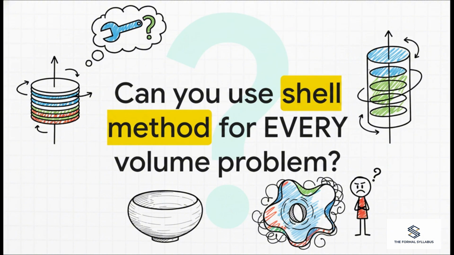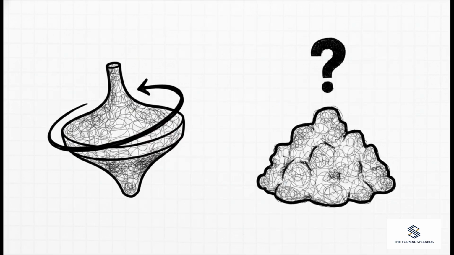Forcing a shell method onto a shape that is just begging for a disk method might trap you in crazy advanced integration techniques you haven't even learned yet. Flexibility is your true superpower here. True calculus mastery isn't forcing a formula, it's choosing the path of least resistance. And by mastering this visual intuition, you've completely conquered solids of revolution.